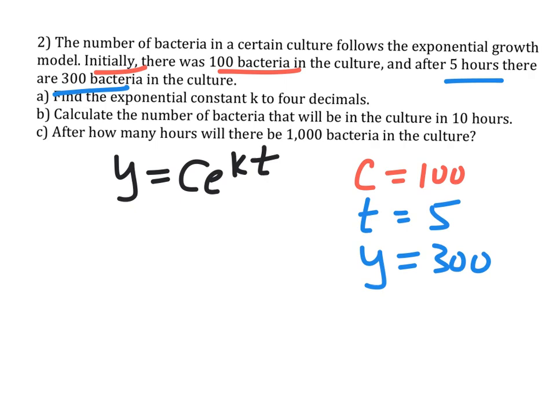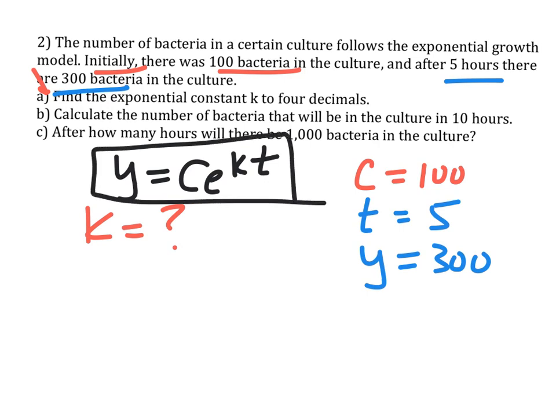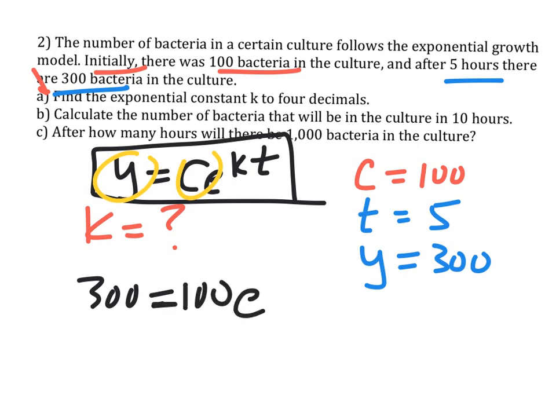So the first step, even if it doesn't say so, is to figure out what our k value is. And remember, we're always going to go to 4 decimal places. So I'm going to plug back into this exponential growth model. Here I have my y value, so that's going to be my 300. That equals letter C, the starting amount, so that's going to be 100, times e raised to the k times t. In this case, t is 5, so 5k power.